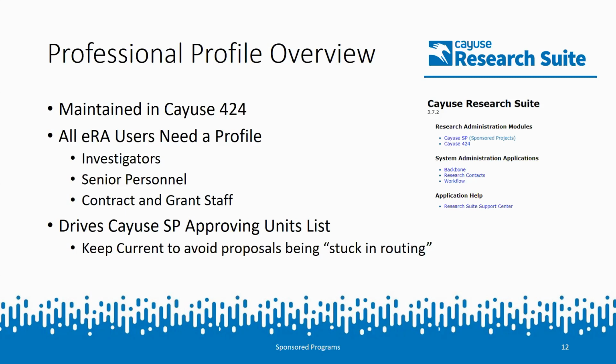Now, if it's not the correct unit, say you're adding someone outside of your unit that you don't have access to their profile, on the investigators research team tab in SP, you can change it on that tab. It won't change their profile, so it won't change their default unit, but you can change it so it doesn't get stuck in routing. So I can't stress that enough.